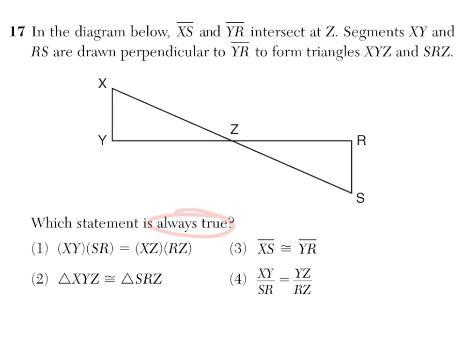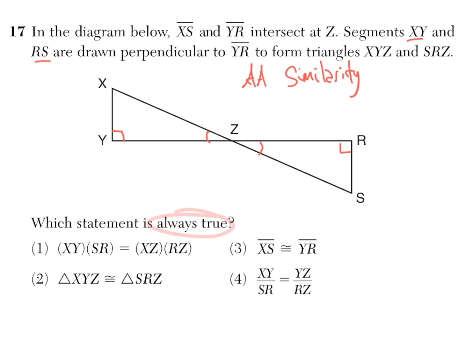And before we do anything else, let's mark up this diagram. And I notice it says that segments XY and RS are drawn perpendicular to YR. So I'm going to indicate that right here. These form 90 degrees, of course. And then what else do I notice? I can see that XZY and RZS are congruent because they're vertical angles. That makes sense. And once we do this, we've established AA similarity between these two triangles.